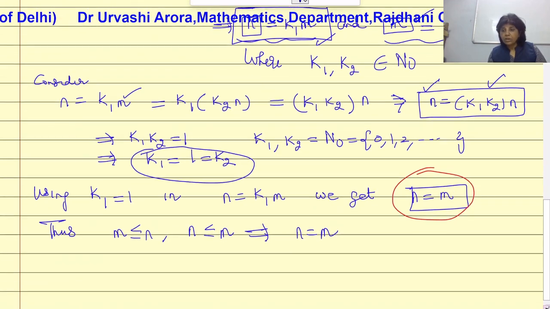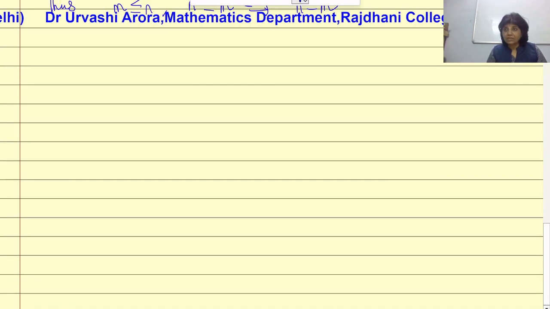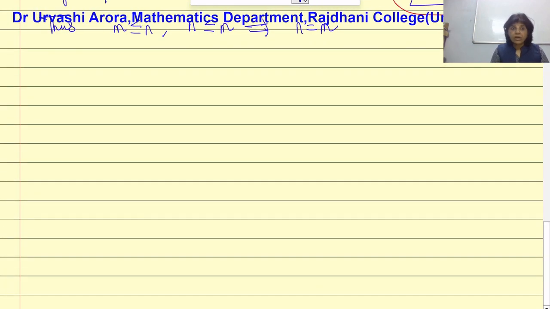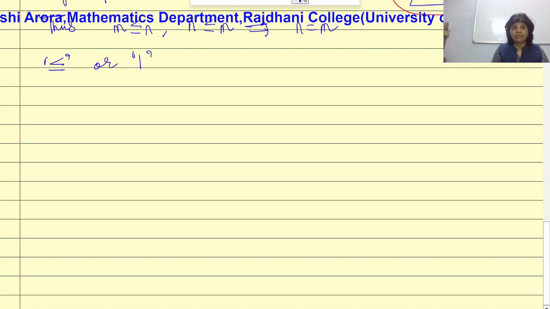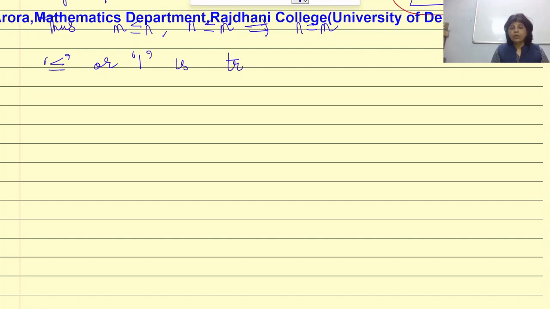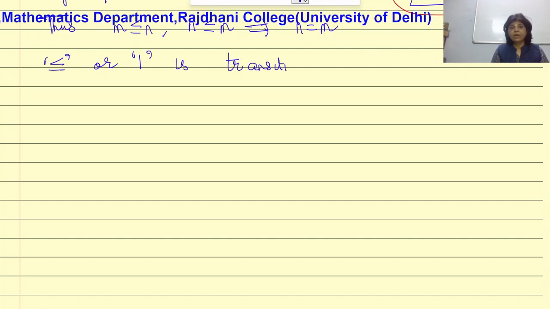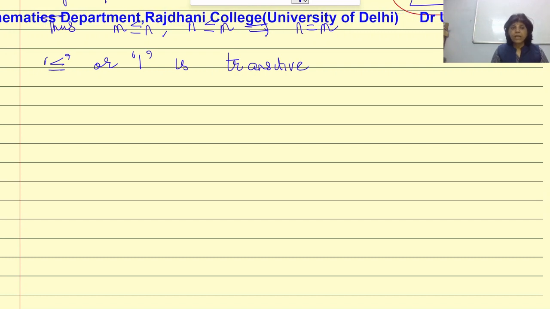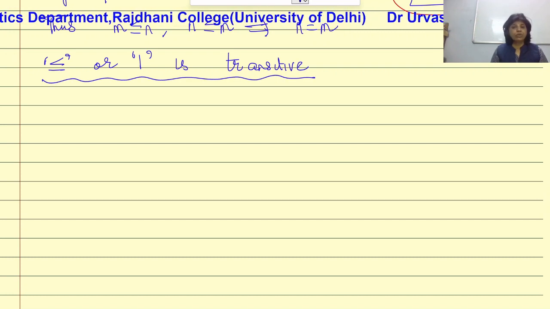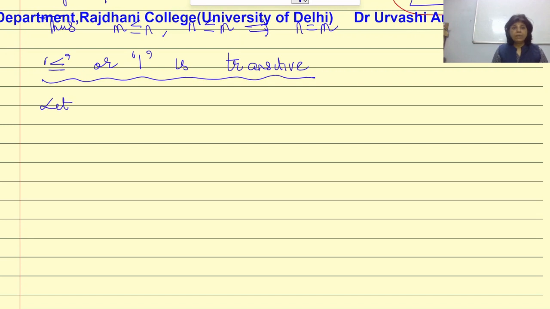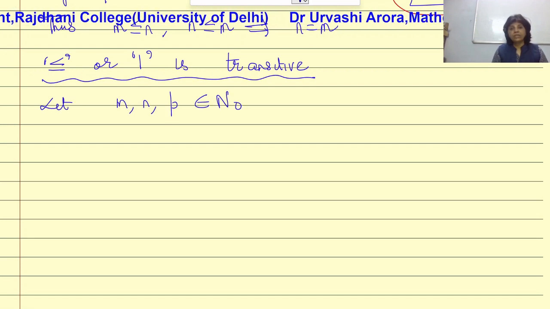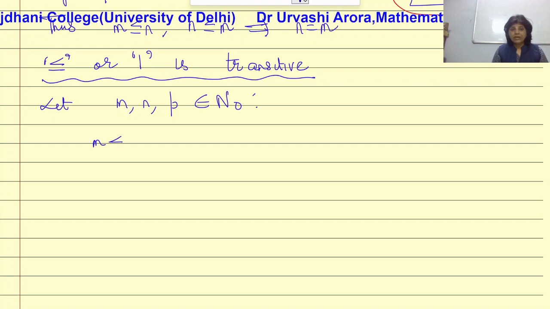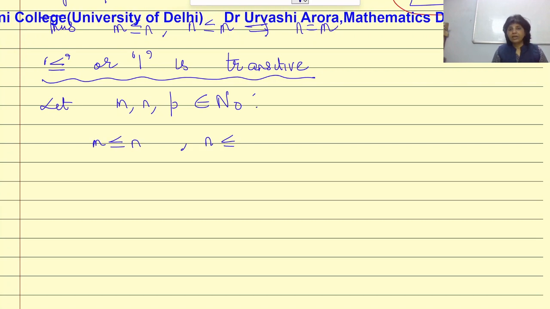Now coming to the third property, the third property is transitivity. Now let me find out whether this relation less than equal to, which is the divisibility relation, is transitive or not. Now in order to check transitivity in the set of whole numbers with respect to the divisibility relation, let me pick up m, n and p to be any three whole numbers such that m is related to n and n is related to p.